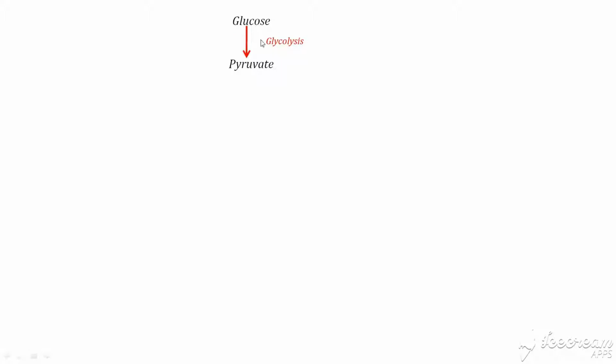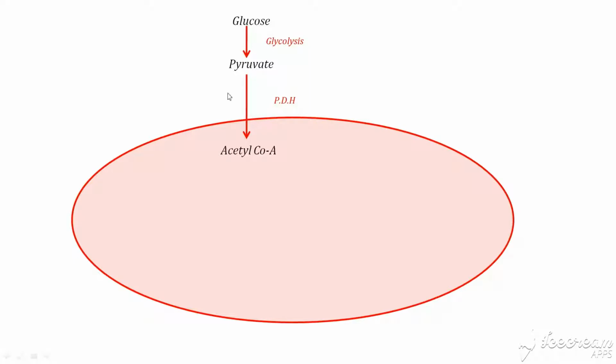Glucose is going to enter the glycolysis pathway and produce pyruvate. Pyruvate is then going to enter the mitochondria and be converted into acetyl-CoA by the enzyme pyruvate dehydrogenase. Now, acetyl-CoA is then going to merge with oxaloacetate to form citrate, and this marks the beginning of the TCA cycle.